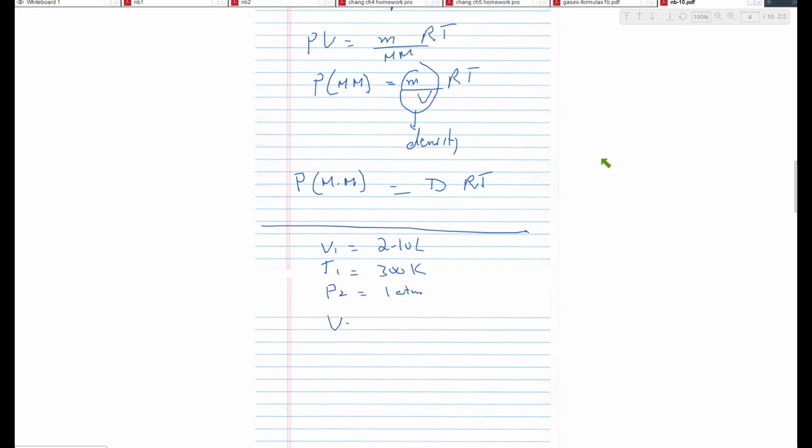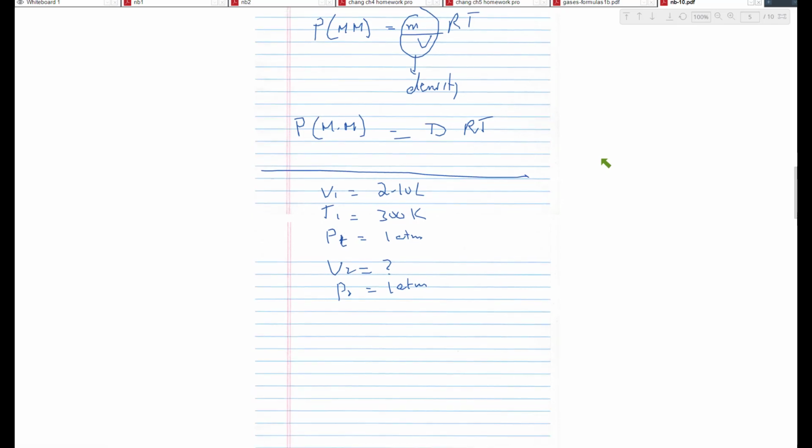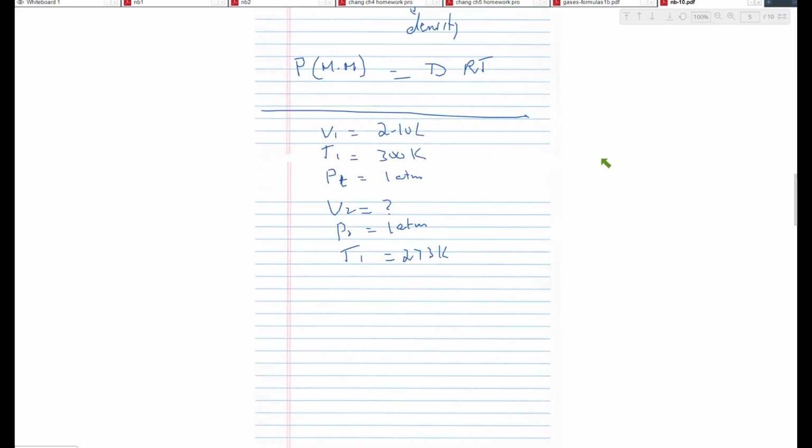Now V2 I am calculating. P2 is also 1 atmosphere for standard, so I don't even need the pressure; I can cancel it directly. T2 is 273 Kelvin. So let's calculate this one first. V2: P1V1 over T1 is equal to P2V2 over T2, right?